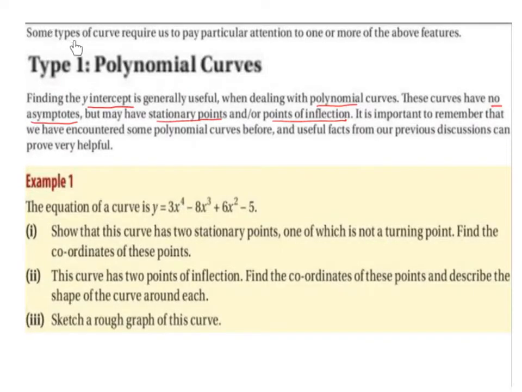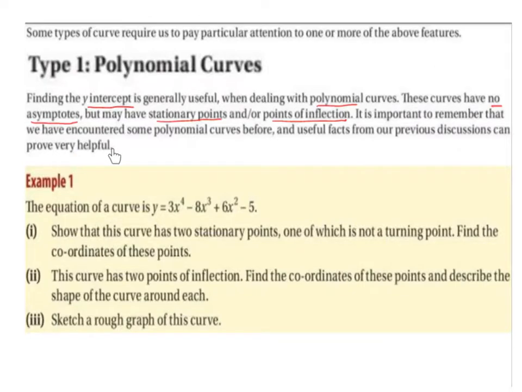Some types of curve require us to pay particular attention to one or more of the above features, so the features outlined on the previous slide. Type 1, polynomial curves. Finding the y-intercept is generally useful when dealing with polynomial curves. These curves have no asymptotes, but they may have stationary points and/or points of inflection. It is important to remember that we have encountered some polynomial curves before, and useful facts from our previous discussions can prove very helpful.